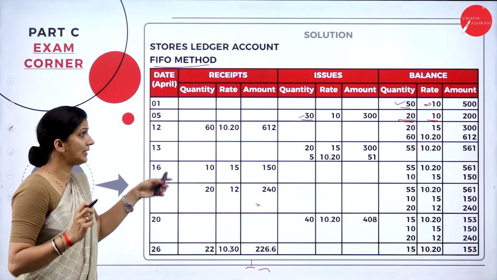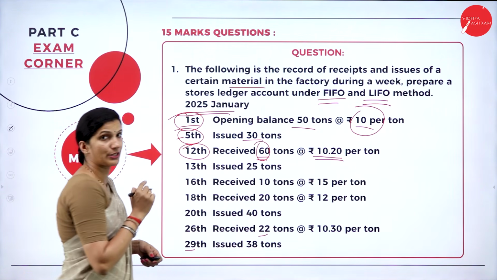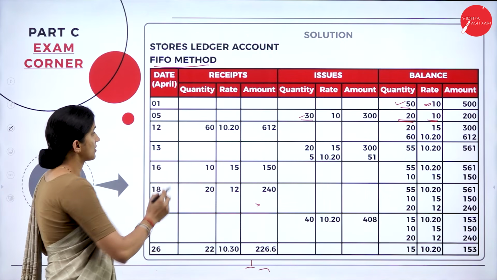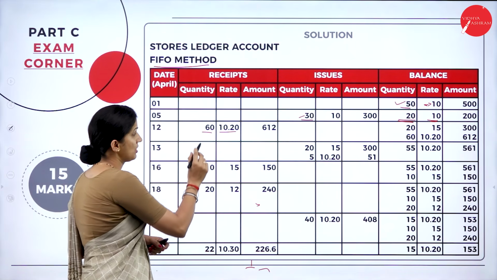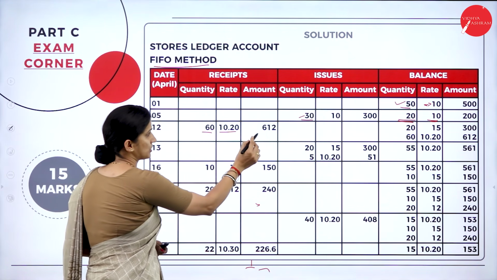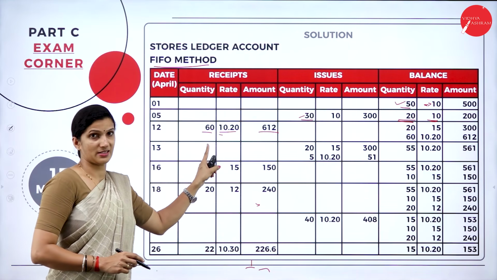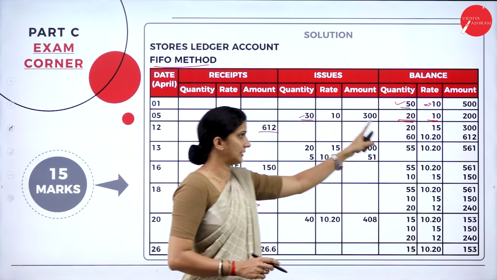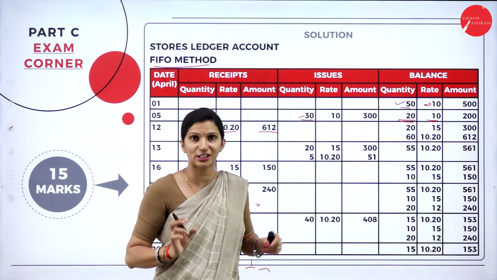So here on 12th, what is the transaction? It is received 60 at the rate of 10.20. So the quantity received 60, rate 10.20. So 60 into 10.20, it is 612. So this is the receipt transaction. On the same day, that is on 12th, what is the balance in the storeroom? That we need to write.